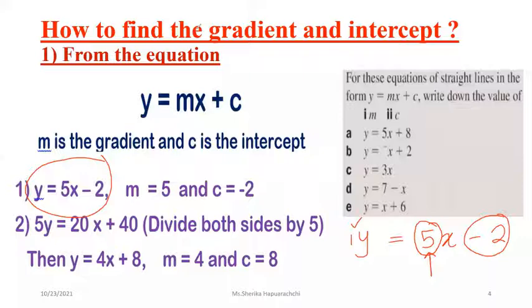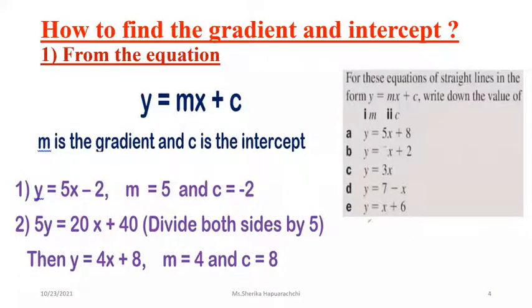Let's check the second example. Now, my second example is 5y equals 20x plus 40. Now by looking, I can identify in front of y, I do not have 1, I have 5. That means the coefficient is 5. When the coefficient is 5, we cannot find the gradient and the intercept. So the first step is we have to make our equation according to this format.